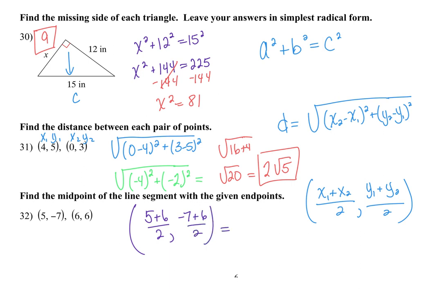You can leave them as fractions if they do not reduce. But all you do is add them and divide by 2. You are just averaging the 2 points.